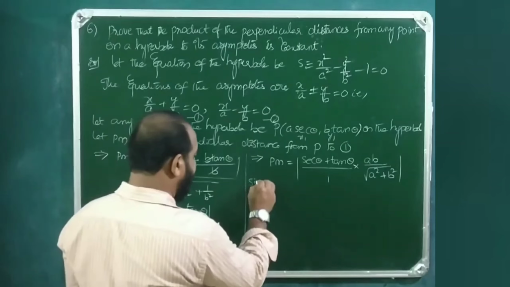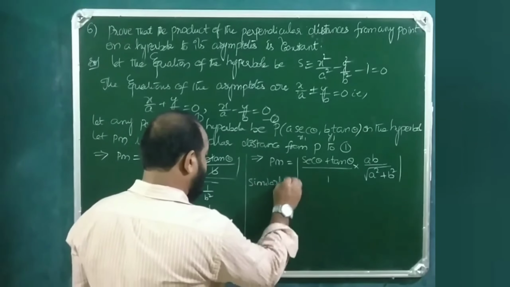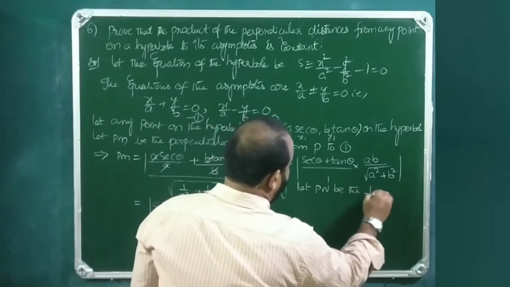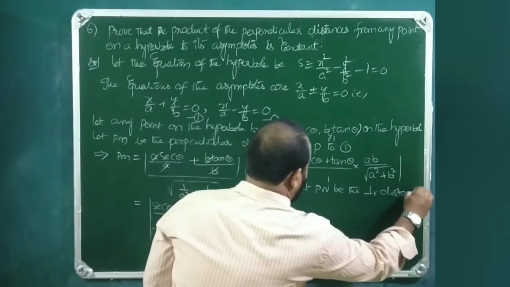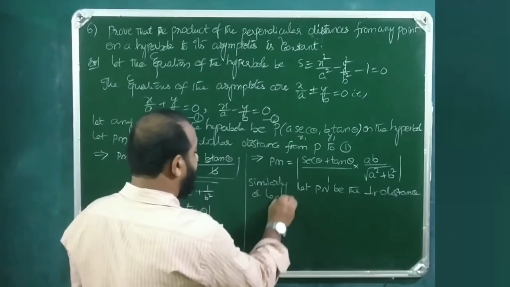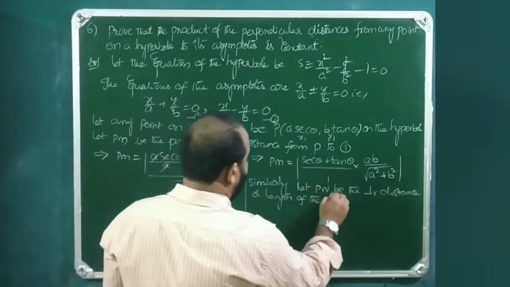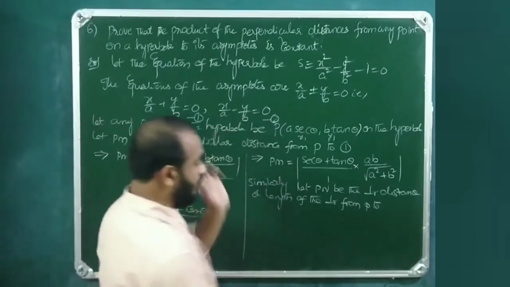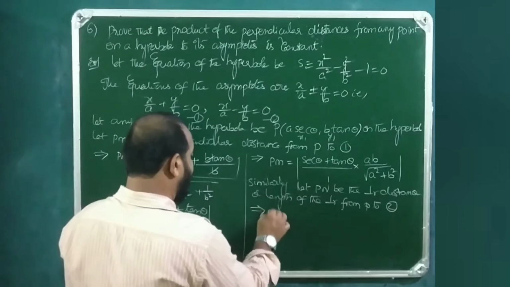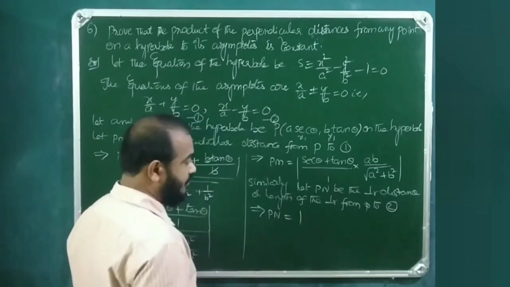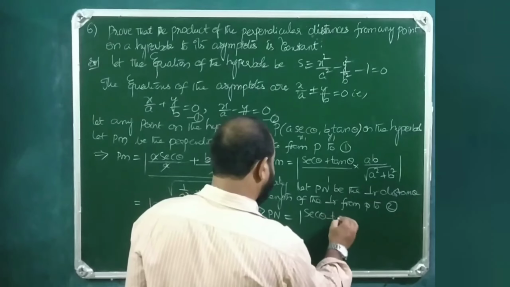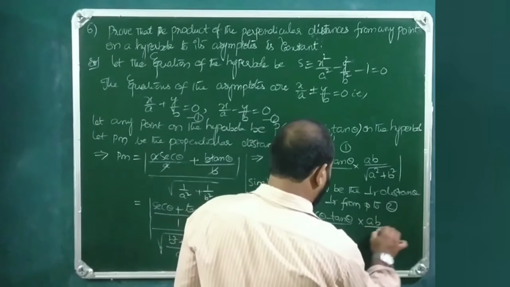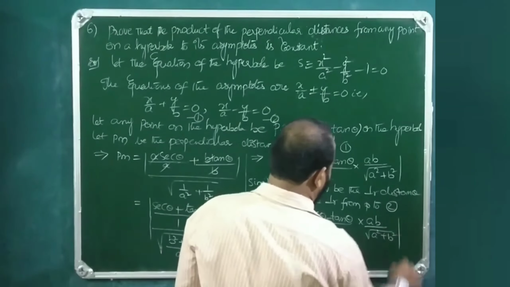Now similarly, let PN be the perpendicular distance, or length of the perpendicular, from P to the second asymptote. Then we'll get PN is equal to modulus of secant theta minus tan theta by 1 into ab by square root of a square plus b square.